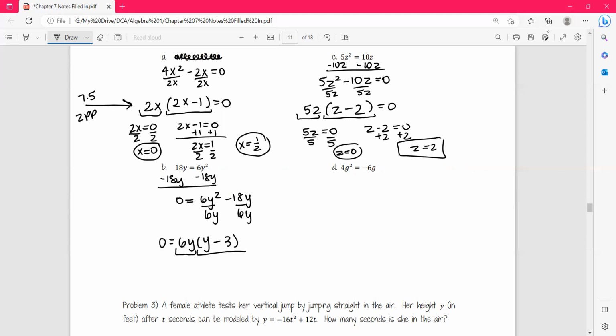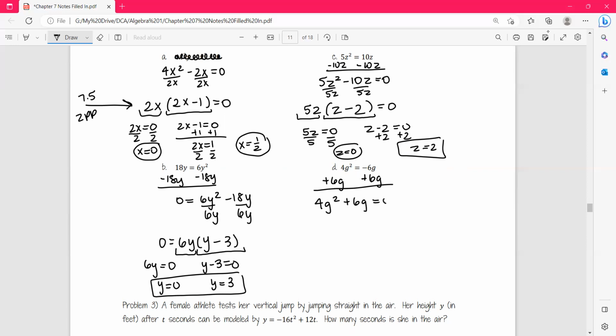Two quantities being multiplied together. I'm ready for the zero product property. Solve each of these little equations for the variable. There's my answers. And then let's check out D. Is everything on one side? No. I'm going to add the 6g over to keep the 4g squared positive. I'm going to have 4g squared plus 6g equals 0.